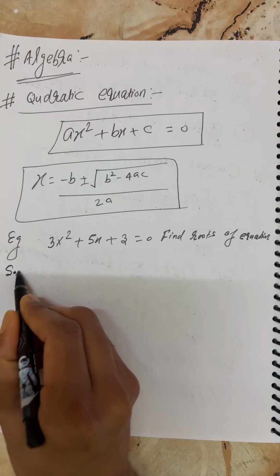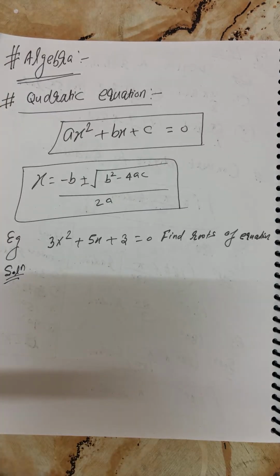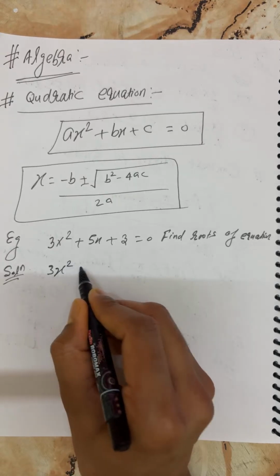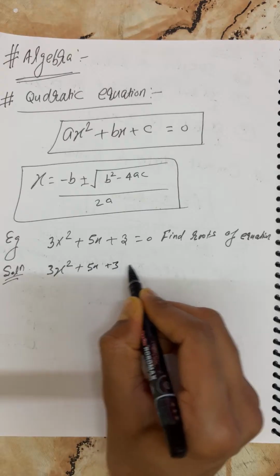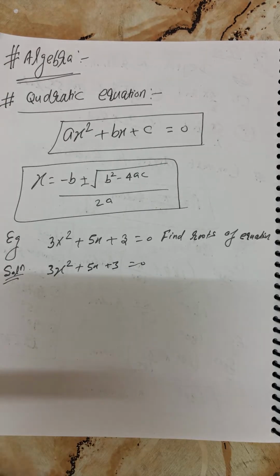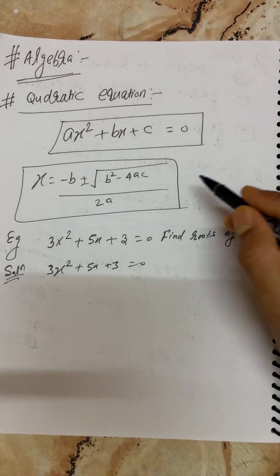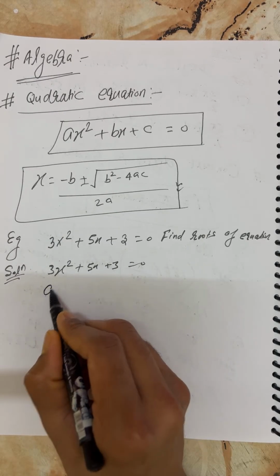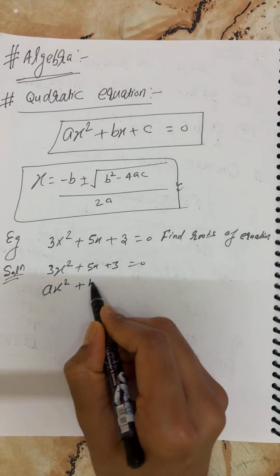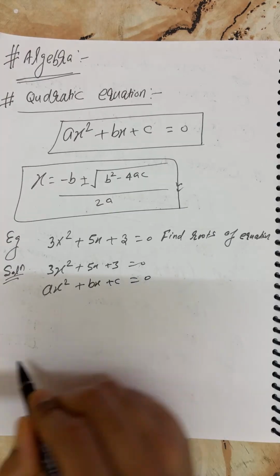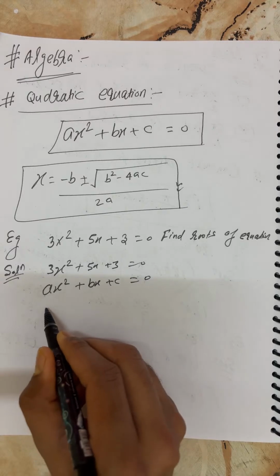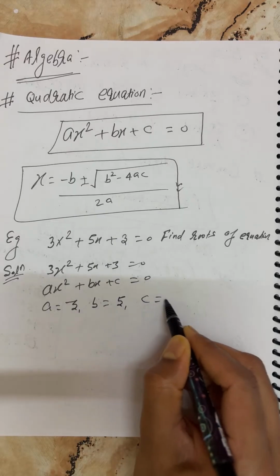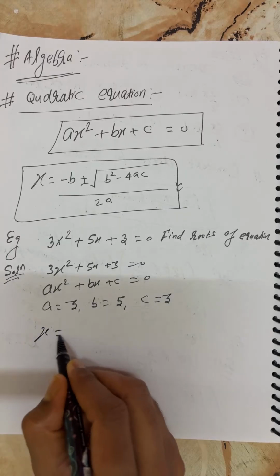So have a look, students, for the solution. If you want, try it, beta, then you can pause the screen. You can try, kids: 3x square plus 5x plus 3 is equal to 0. You can solve this question by factorization also, but I never prefer it. Always I'll go through the formula, right? So first, equate this equation with the standard equation ax square plus bx plus c is equal to 0. From the given equation, a is equal to 3, b is equal to 5, c is equal to 3.